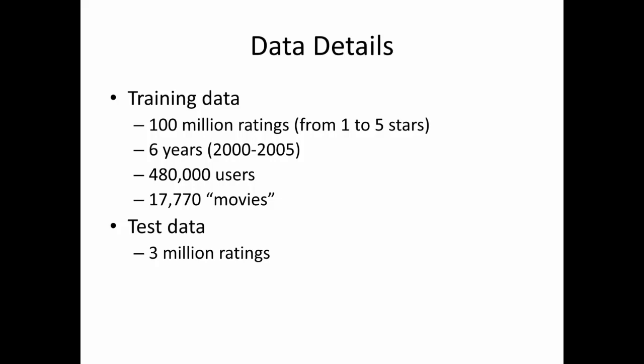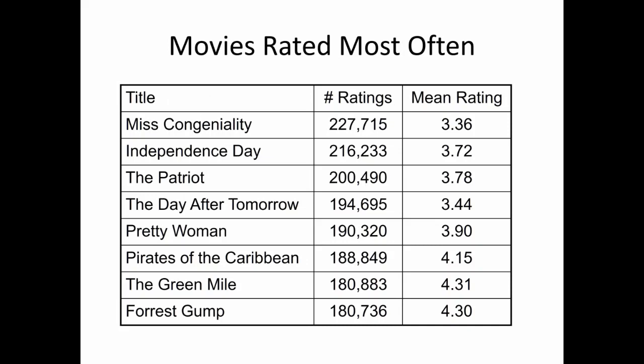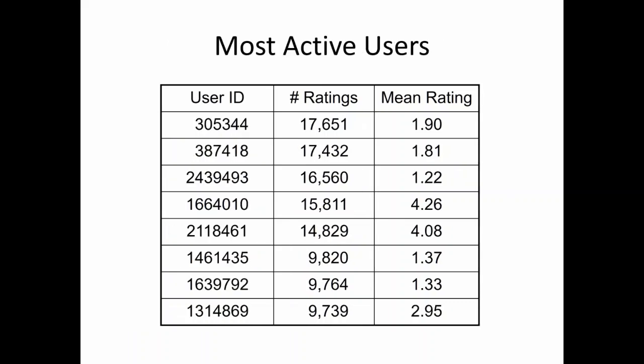The dataset consisted of 100 million ratings from 1 to 5 stars, from 6 years of data, 480K users, and about 18K movies. And the test data consists of 3 million ratings. The training to test ratio is really skewed, but it's fine when you have this much data. And just to get some idea of what the data looks like, here are the movies that were rated most often. And here are the users who rated most often. So the top user rated 18,000 movies.